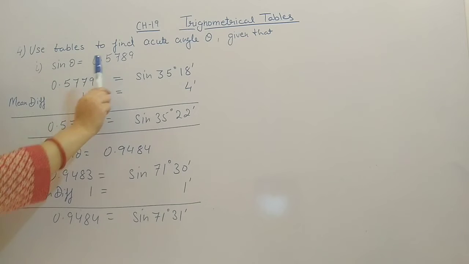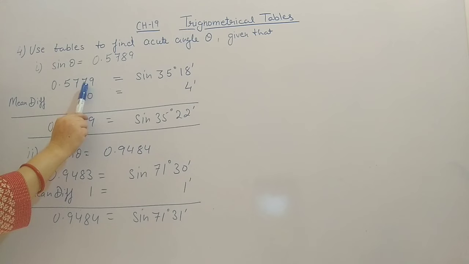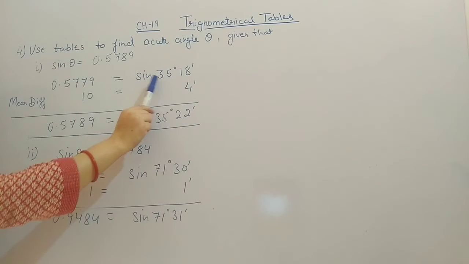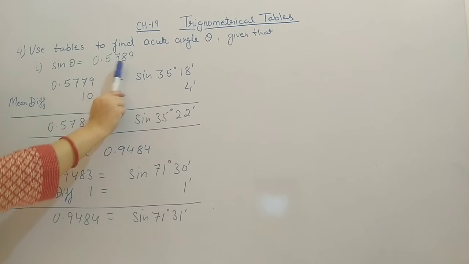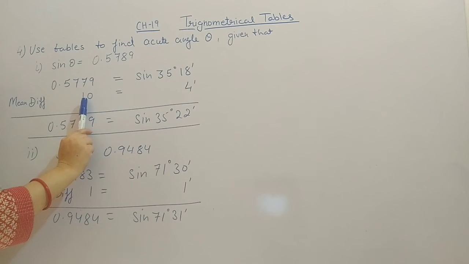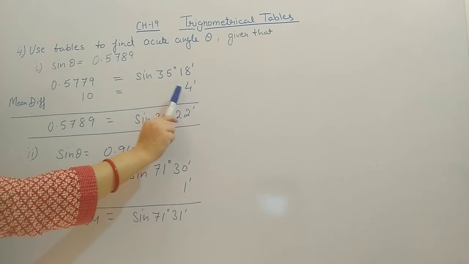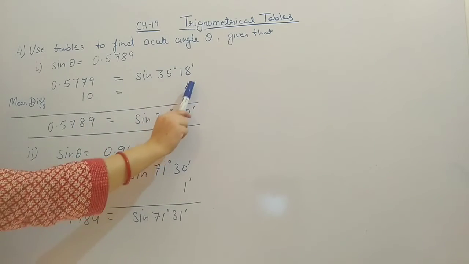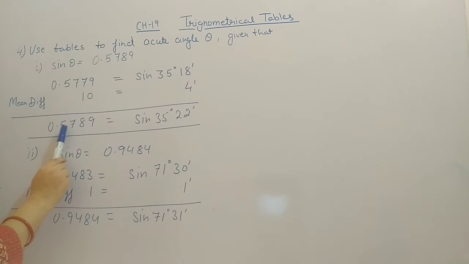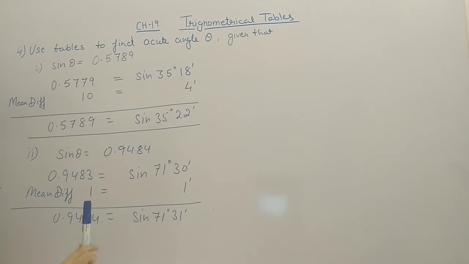We have 0.5789. If you check the table, you will get 0.5779, which is equal to sin 35 degree 80 minute. Now see the difference between 79 and 89, it is 10. So check the mean difference in the same row. Where the mean difference is 10, the angle is 4 minute here. The angle difference is 4 minute. Then 0.5789 will be equal to sin 35 degree 22 minute.